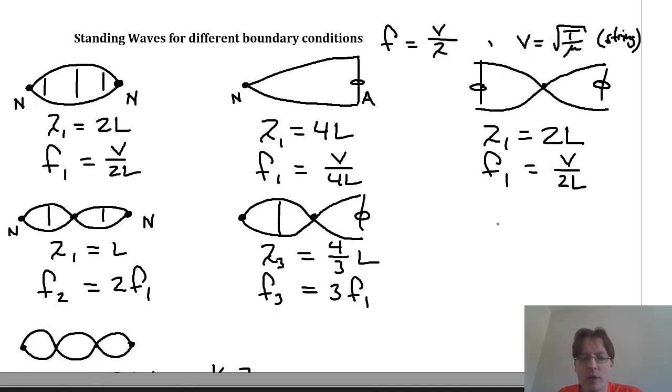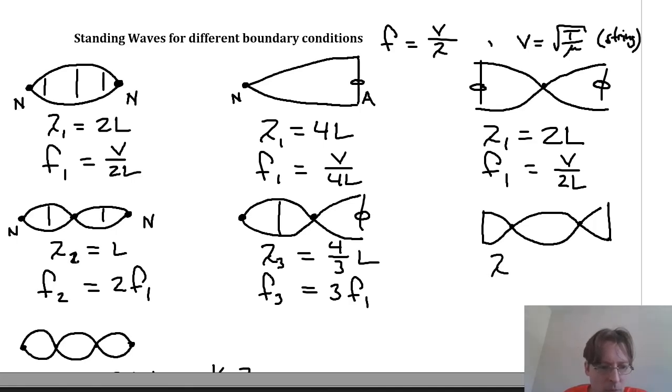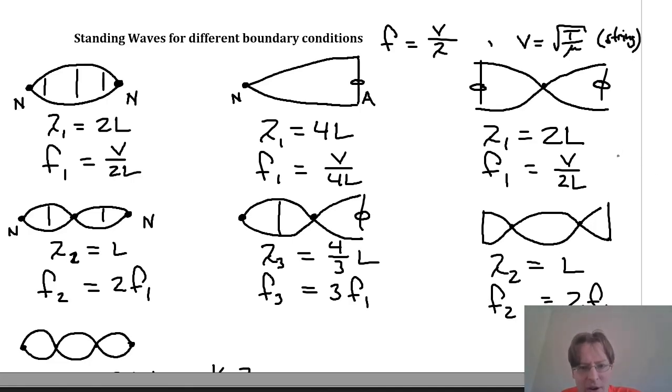Let's draw out the next one. Free at both ends, but now I'll have an extra node in the middle, like this. This is now a full wavelength, lambda. See a typo here, this should be lambda 2. Lambda 2 is just equal to L in this case. That means we have F2, which is equal to 2F1. In fact, it's exactly the same pattern as the node-node situation.